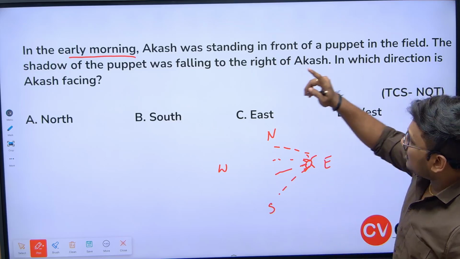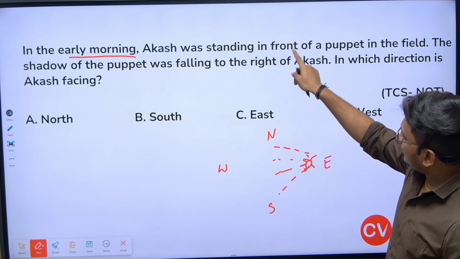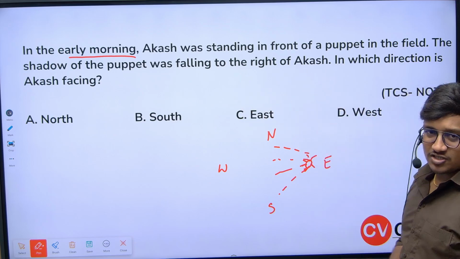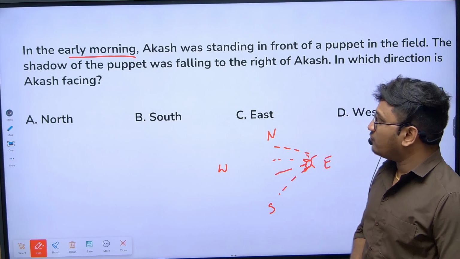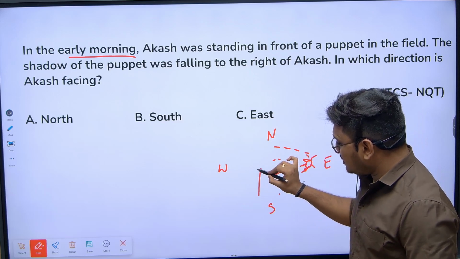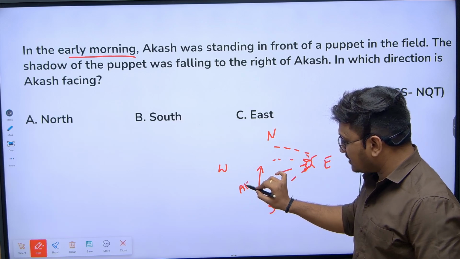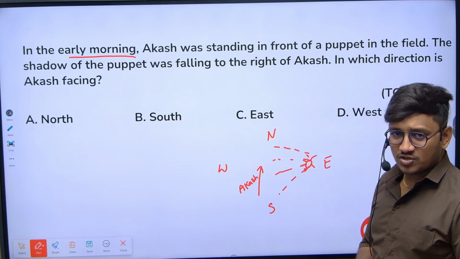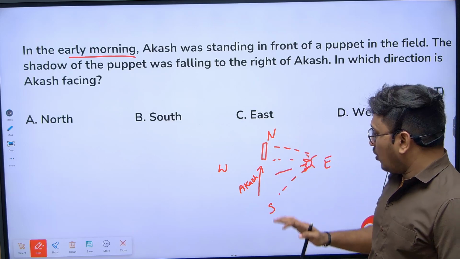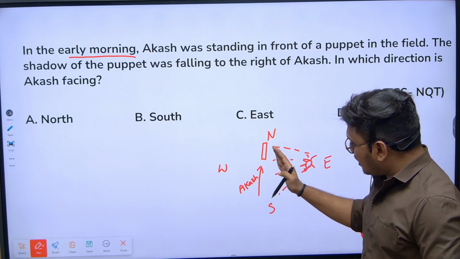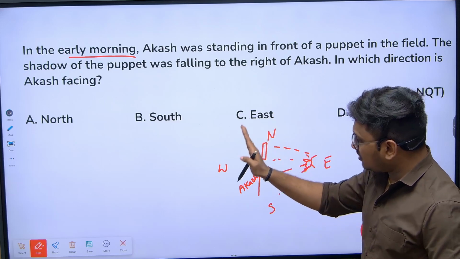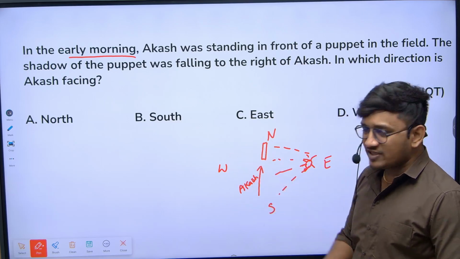Let's say in the early morning, Akash was standing in front of a puppet in the field. The shadow of the puppet was falling to the right of Akash. Let's assume that Akash is facing towards north, and here we have a puppet. Now obviously when the rays fall on the puppet as well as Akash, the shadows will fall to the other side, which means the shadows will fall on the west side, right?